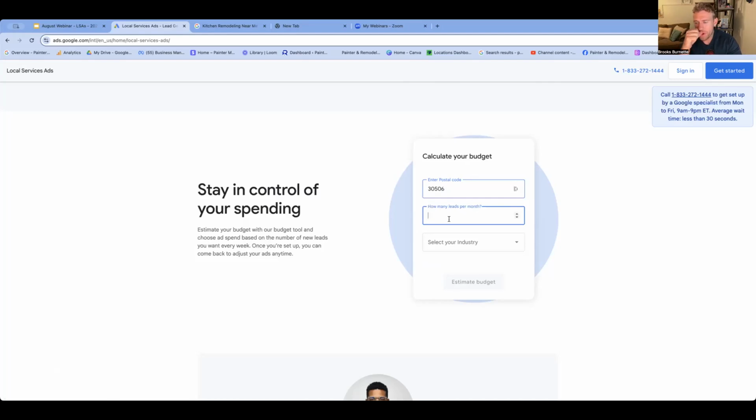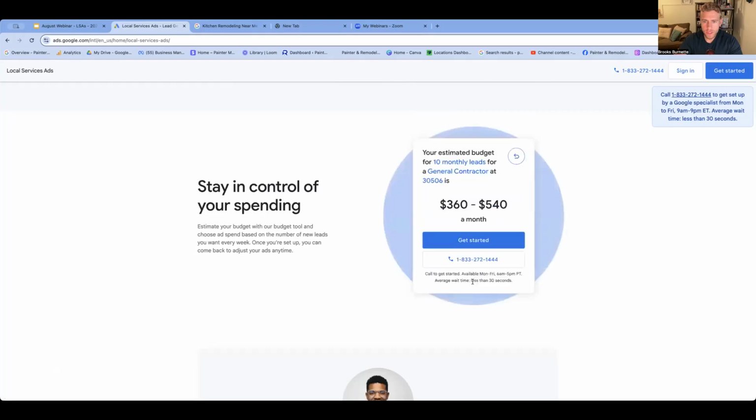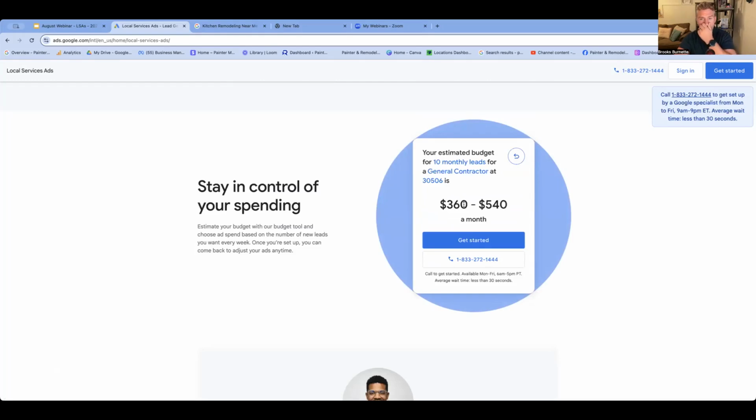And then, how many leads do you want per month? Remodeling contractors typically don't need a lot of leads. Let's just say for this example we have Google Ads running as well, and they're providing us 15 to 20 leads a month. So we're just going to say 10 leads per month. And what industry are we in? There's not going to be a specific one for remodeling here at the front. You can scroll down here, you get roofer, but you don't get remodeling. So general contractor will be sufficient. Then you just type in estimate budget. This is an estimate of what your budget needs to be in order to get that amount of leads per month.